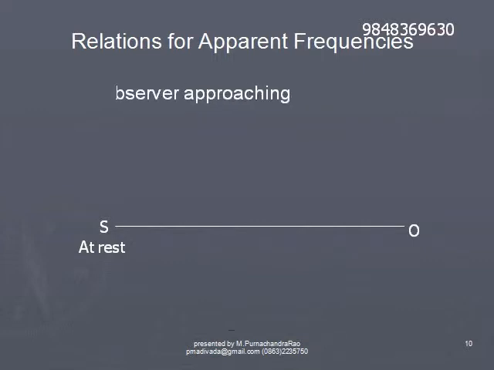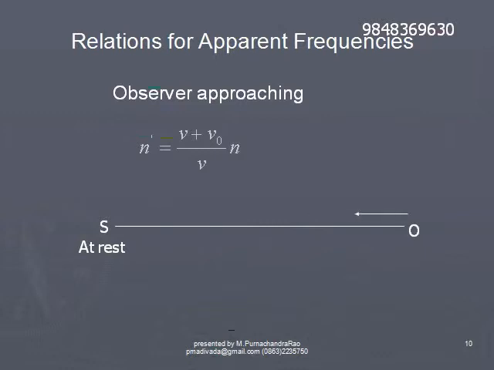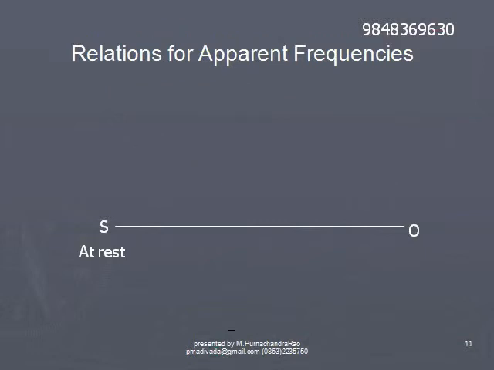If the observer is approaching a stationary source, the relation for apparent frequency is n prime equals (V plus Vo) divided by V, multiplied by n.